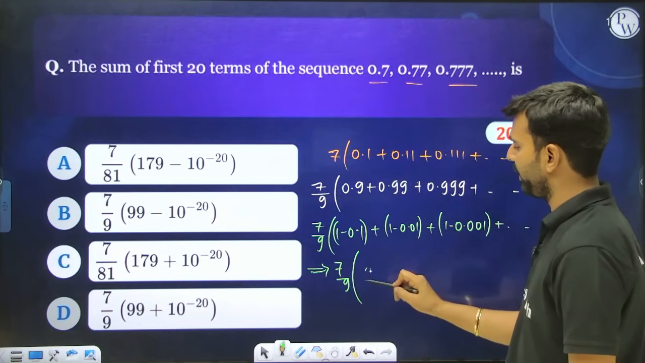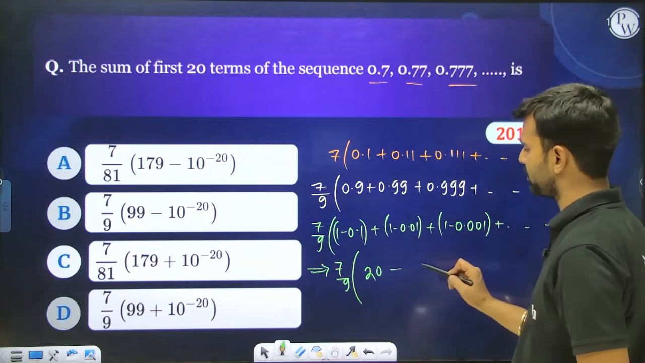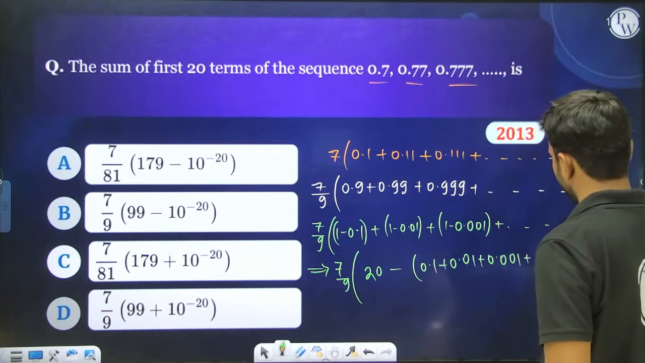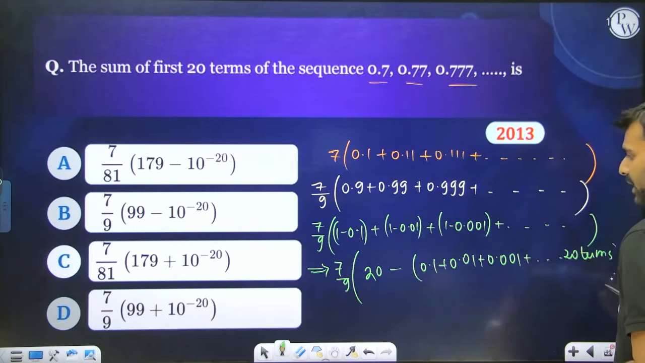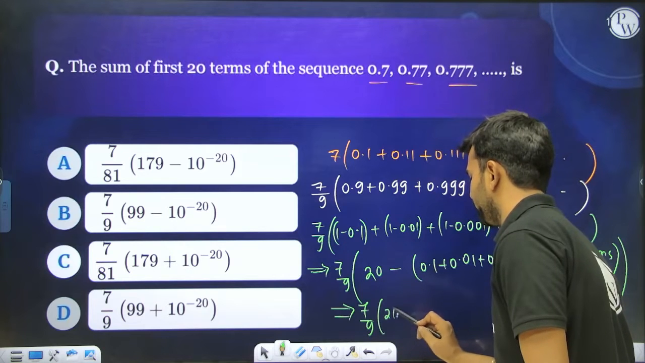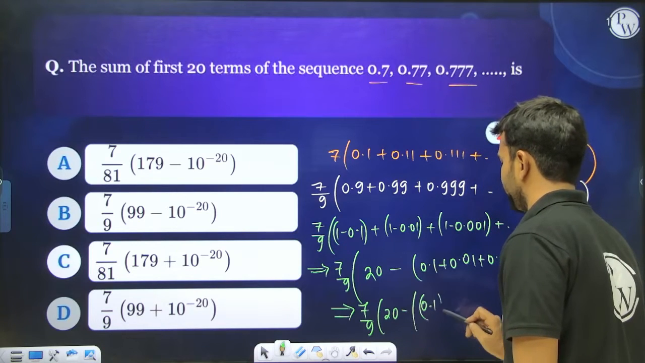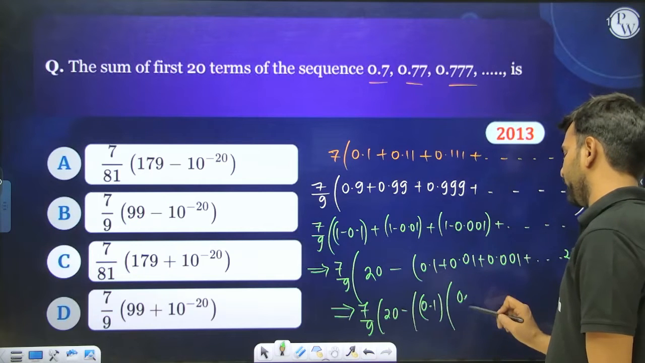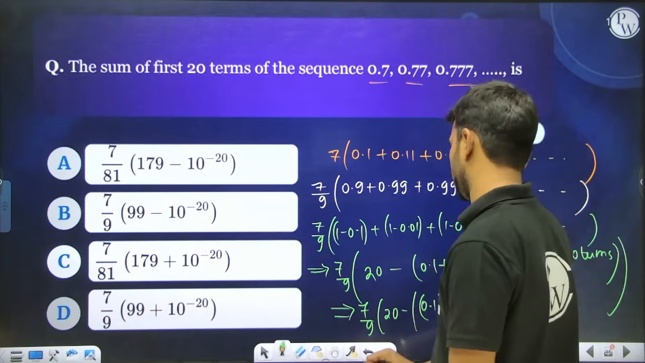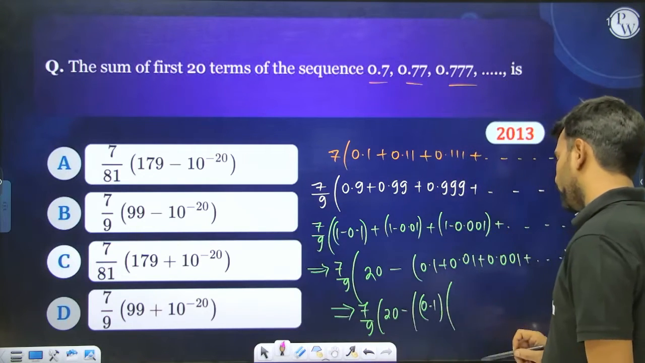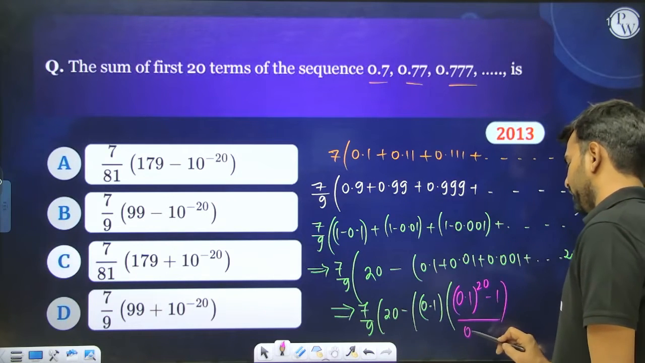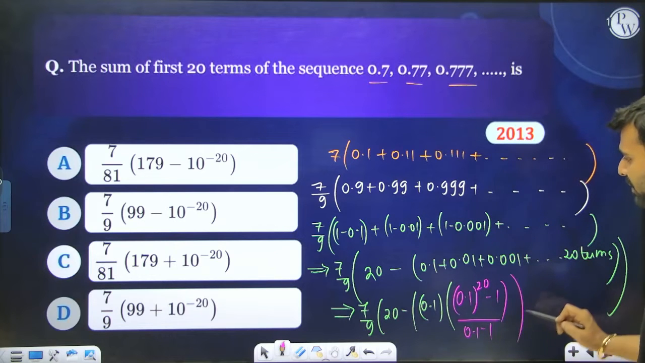Since these are 20 terms, 1 plus 1 plus 1, 20 times, minus 0.1 plus 0.01 plus 0.001 and so on till 20 terms. I don't think there should be any difficulty in writing down the summation of these 20 terms. So 7 by 9 times 20 minus, what is the first term? 0.1, times the common ratio. The common ratio is 0.01 divided by 0.1, so that is going to be 0.1 only. Then 0.1 to the power number of terms, that is 20, minus 1, upon 0.1 minus 1, right? Simplify this and you're going to get your answer.